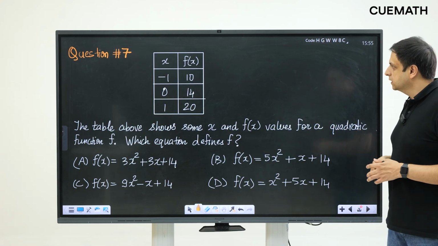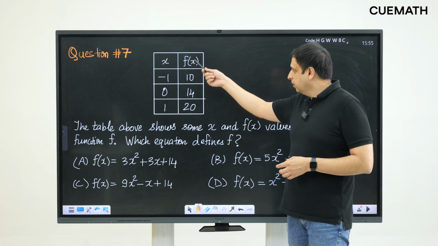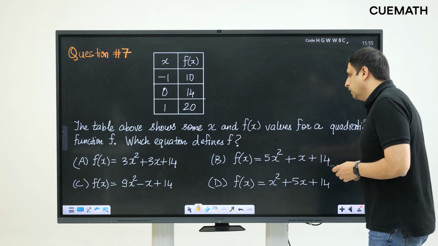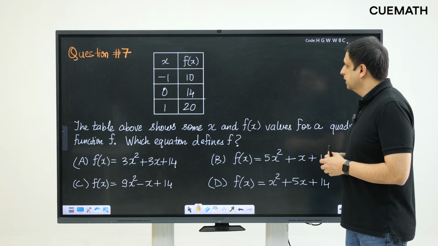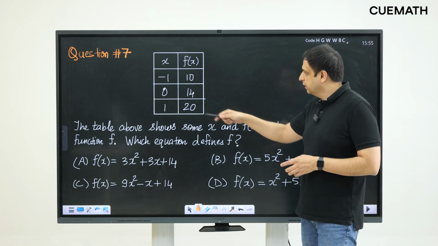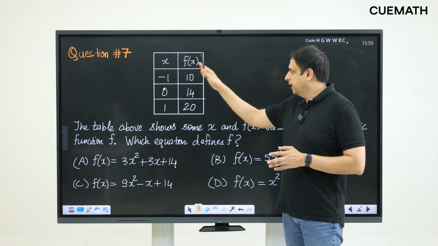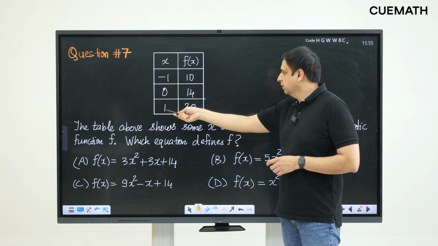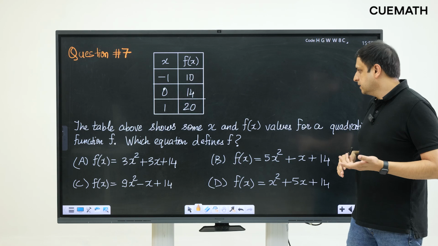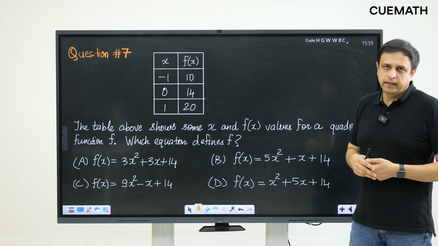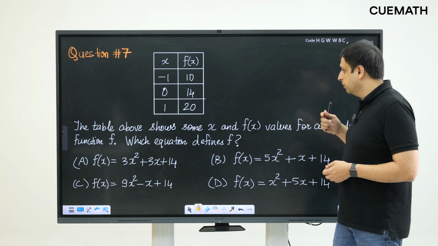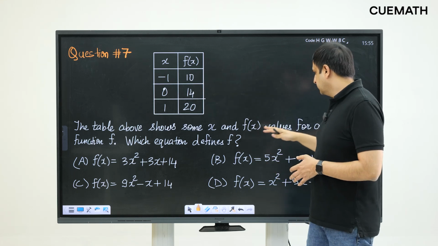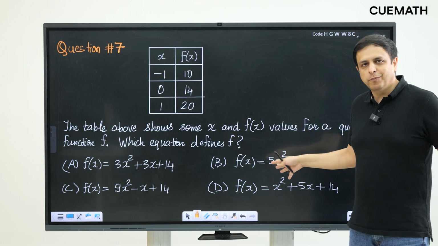Now here's the last question. Number 7, you are given a table of values for x and f of x, and you are asked which equation defines f. So you're given 3 value pairs for x and f of x. For x equal to minus 1, f of x is 10, for 0 it is 14, for 1 it is 20. And using this, you're asked which equation defines f. So once again, the traditional approach would be to try and figure out what the function could be from this table, but actually we will just try out the options.